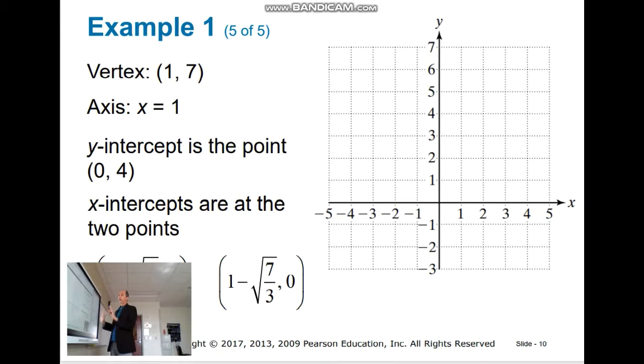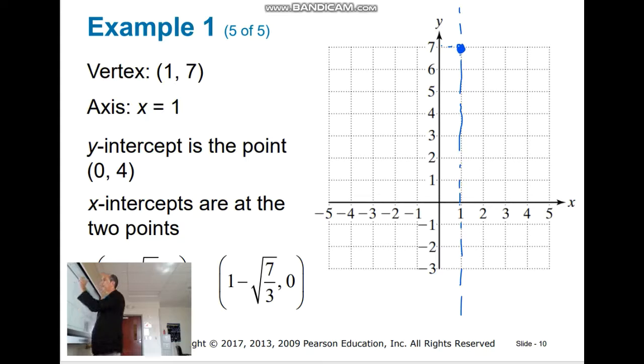At this point we're going to be able to plot the graph. We have the vertex. The vertex is 1 and 7. X equals 1 and y equals 7. And this is the vertex. The symmetry axis is x equals 1. This line that I'm drawing here is the symmetry axis. That is an important reference to draw the graph.